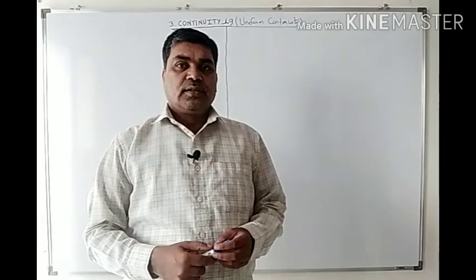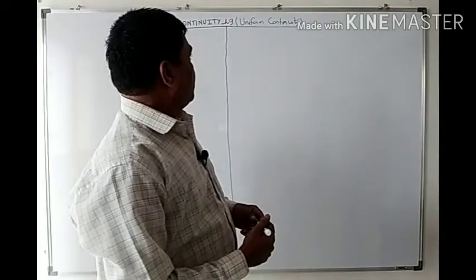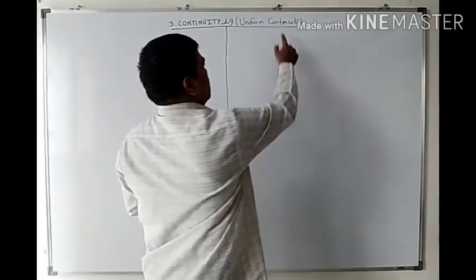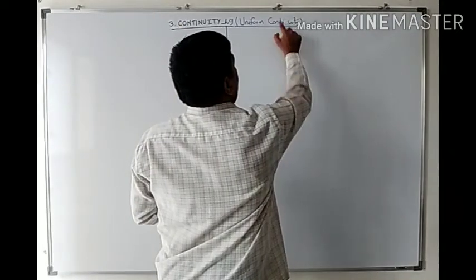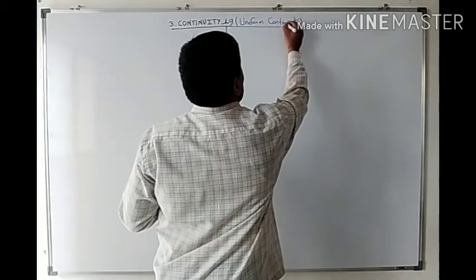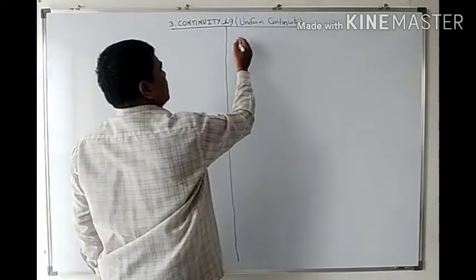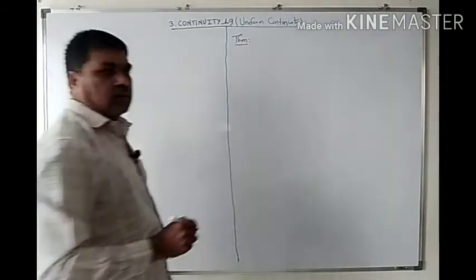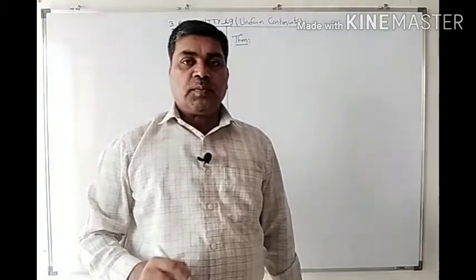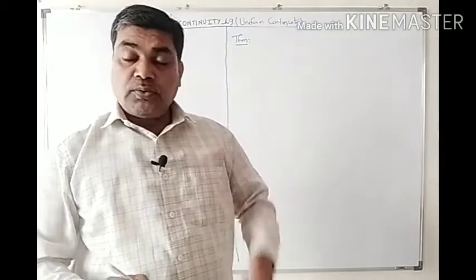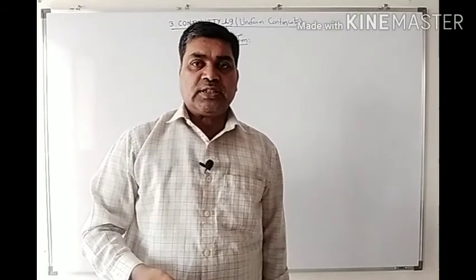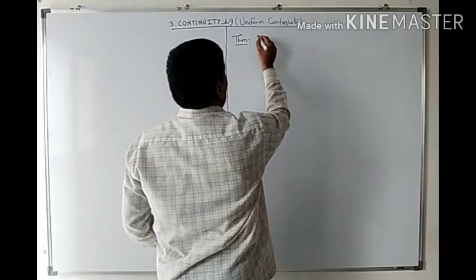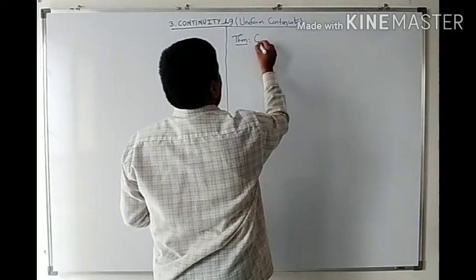In this session, we'll study a few theorems on uniform continuity. Today's first theorem is: composition of two uniformly continuous functions is uniformly continuous. We have proved that composition of two continuous functions is continuous. Here we will now study the composition of two uniformly continuous functions.